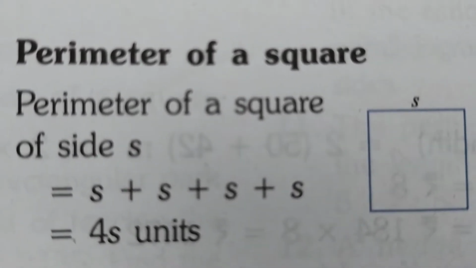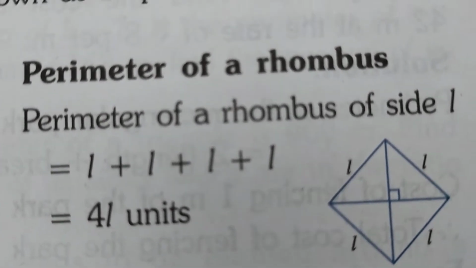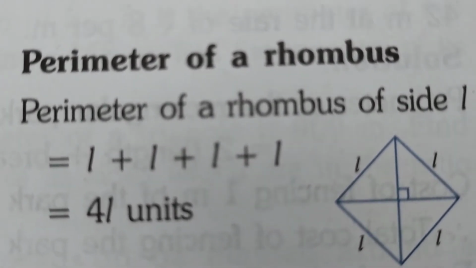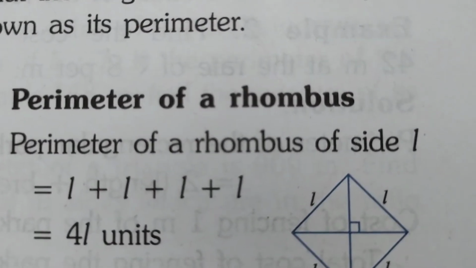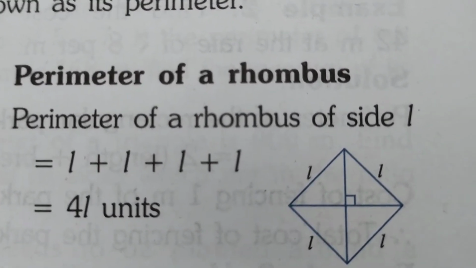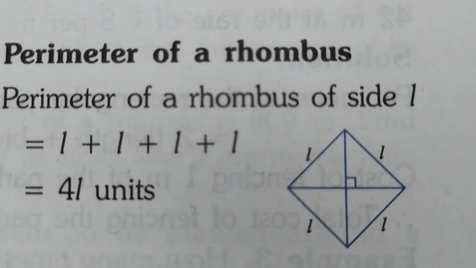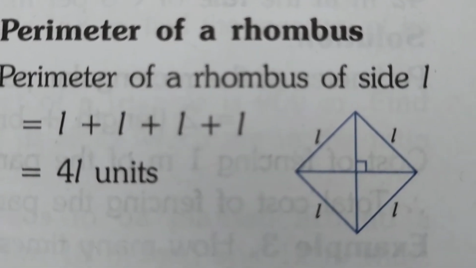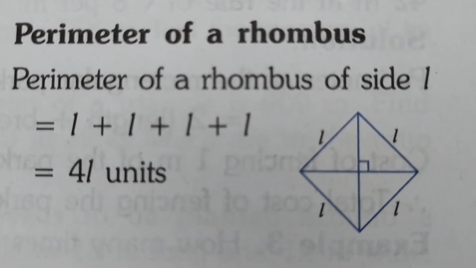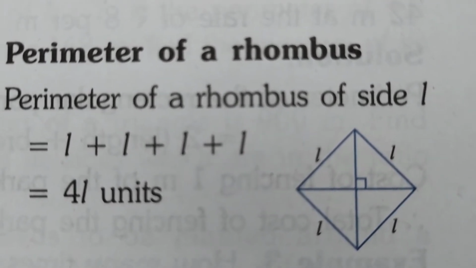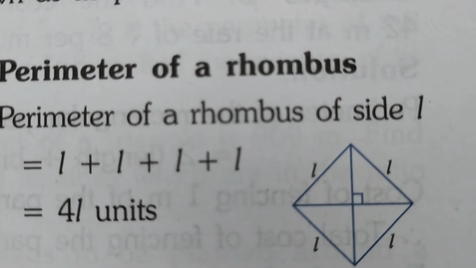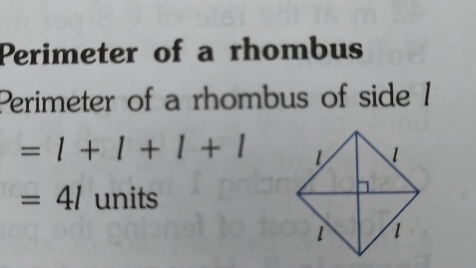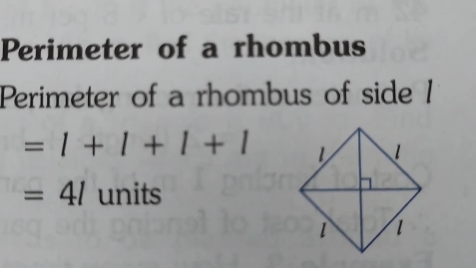Perimeter of a rhombus. A rhombus is also a type of quadrilateral in which all sides are equal. The perimeter of a closed figure means the sum of all the sides. For a rhombus, the side is denoted by L, so L plus L plus L plus L, because all 4 sides are equal, which is 4 times L. So the perimeter of the rhombus is 4L units.